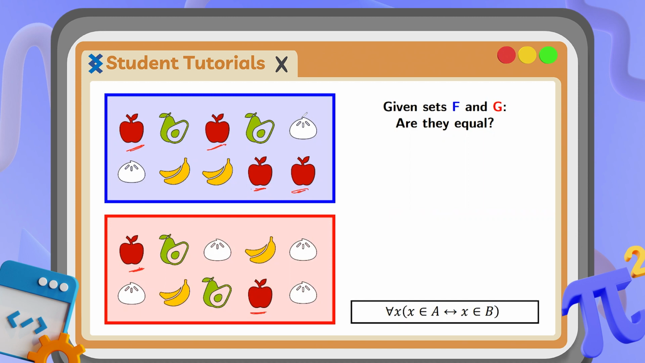As well as the bananas, they are also present in both sets. The pears are also present in both sets, as well as the siopao. They are also present in both sets. So even if there are duplicate items on both sets or in either one of the sets, this would still make both sets equal. So therefore, set F and set G are equal for this case.